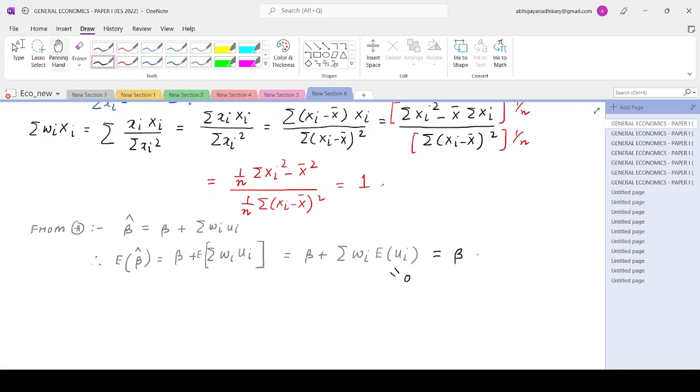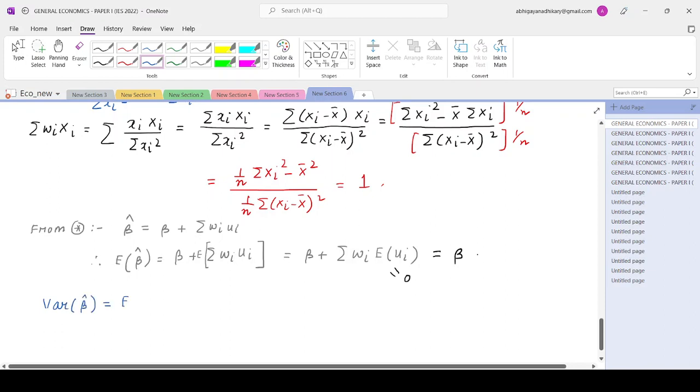Right? So now for calculating, what is the variance of beta hat? It is the expected value of beta hat minus expected beta hat, that whole square. And we already showed above that the expected value of beta hat is beta. So we simply need to compute this expression, expectation of beta hat minus beta whole square.